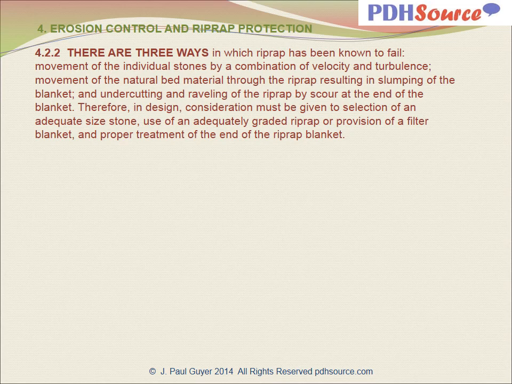There are three ways in which riprap has been known to fail: movement of the individual stones by a combination of velocity and turbulence, movement of the natural bed material through the riprap resulting in slumping of the blanket, and undercutting and raveling of the riprap by scour at the end of the blanket. In design, consideration must be given to selection of an adequate sized stone, use of an adequately graded riprap or provision of a filter blanket, and proper treatment of the end of the riprap blanket.